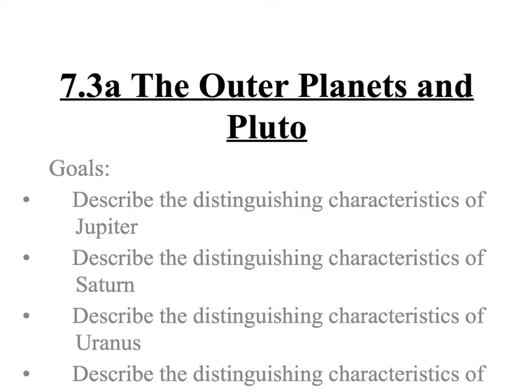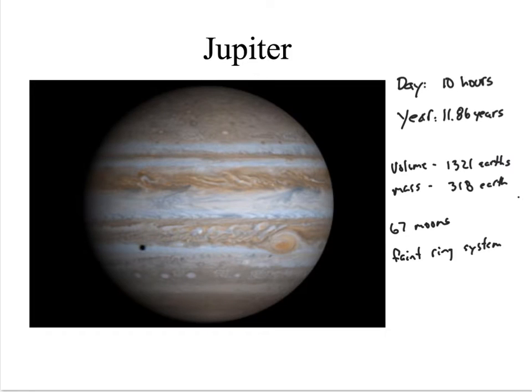Aloha and welcome to our video on the outer planets and Pluto. In this video, we'll take a look at Jupiter, Saturn, Uranus, Neptune, and Pluto. So let's take a look at Jupiter.